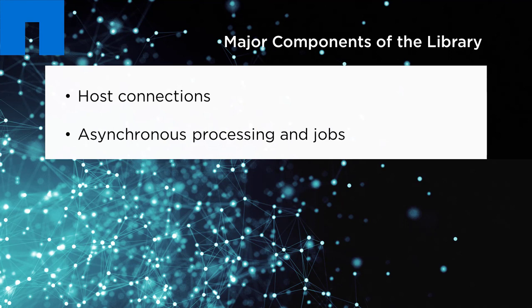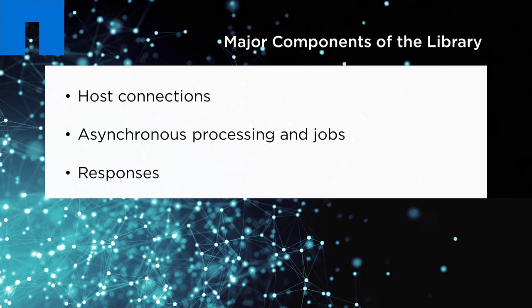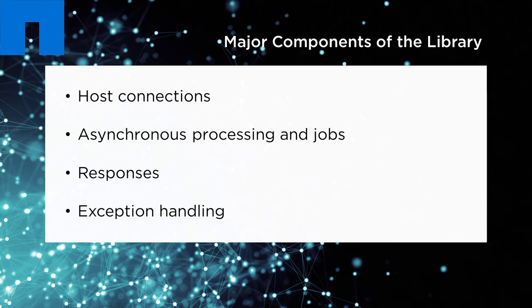Asynchronous processing and jobs. Asynchronous requests are processed by ONTAP as background jobs. By default, the library makes these requests appear synchronous and polls the job on behalf of the client. Responses. All responses, including errors and jobs, are handled in a consistent way. You can retrieve the raw HTTP response data as needed. Exception handling. An HTTP status code of 400 or greater can be raised as an exception or returned as an error response.